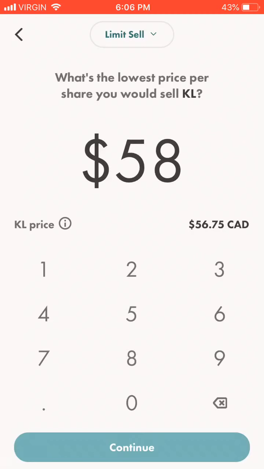If I put $58, that's the lowest price I'm willing to sell. If KL is below $58, KL is not going to sell. But if KL goes above $58 in the next day or two, we're going to sell it if we proceed with $58. But let's say we put $56. What that means is that if KL is at $56 or above, we're going to sell KL. But if KL is below $56, we're not going to sell KL. So let's proceed with that.